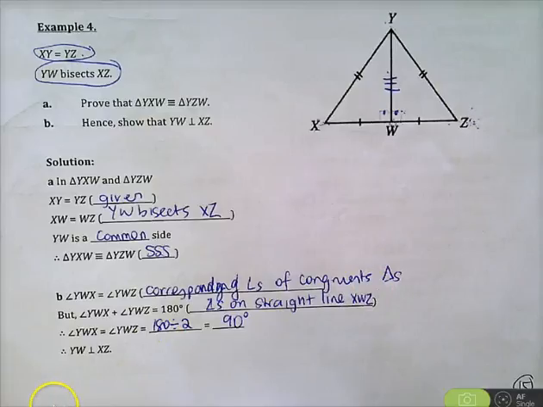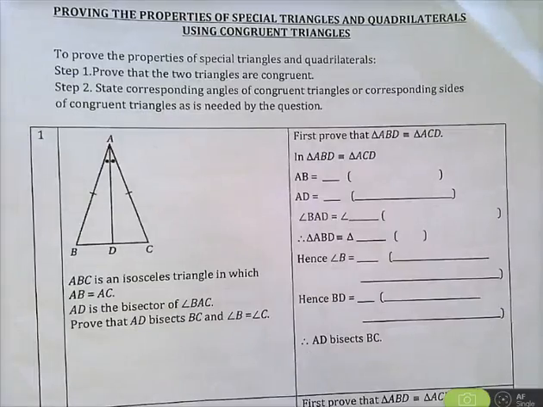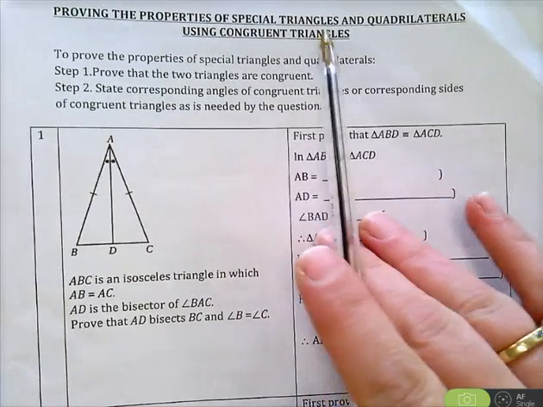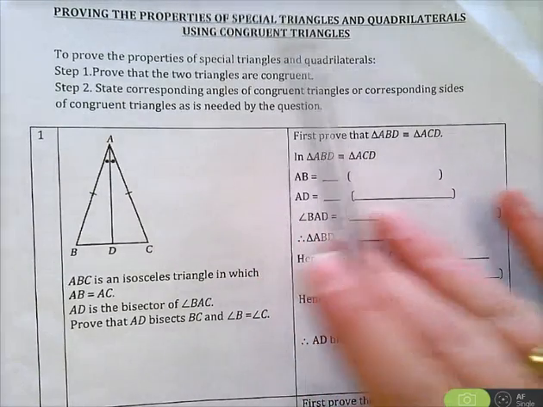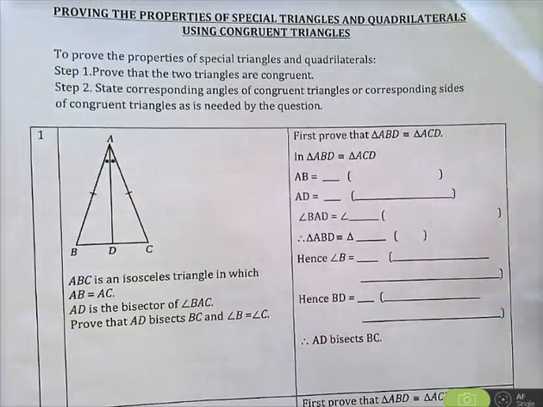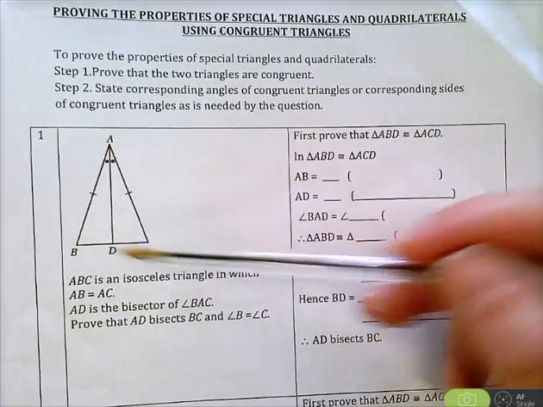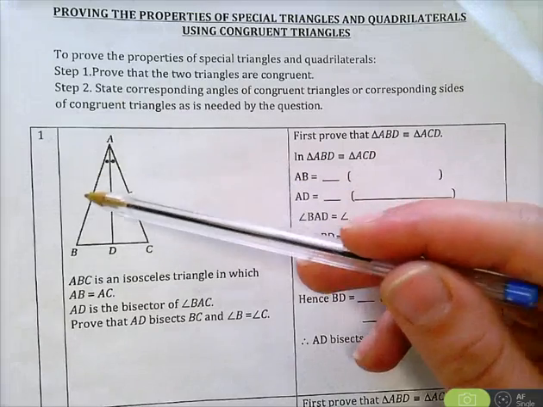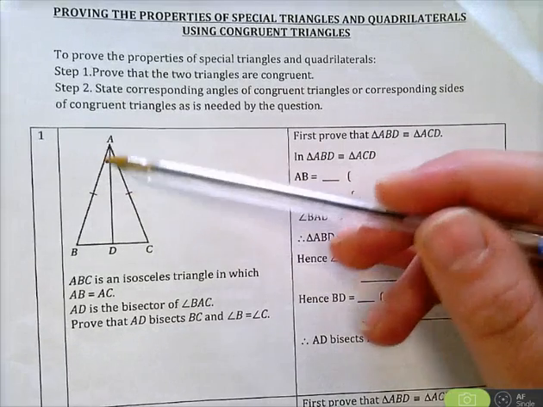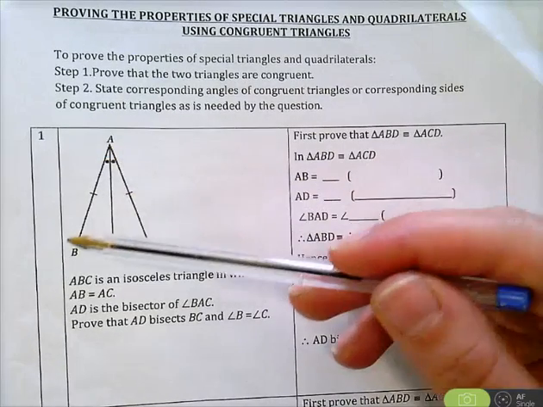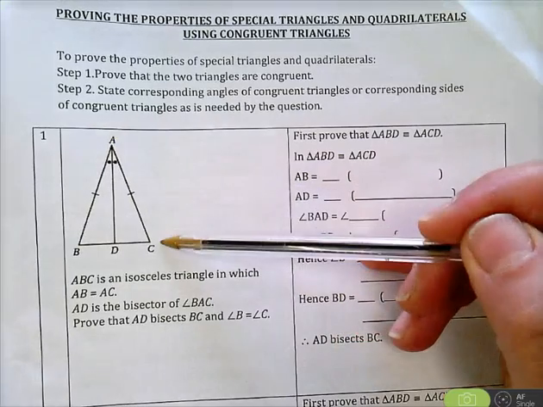All right, we're now going to page 16. Okay, we're now looking at page 16. We're doing exactly the same thing again. We're proving properties of special triangles and quadrilaterals using congruent triangles. So in this question here, we're told that ABC is an isosceles triangle in which AB equals AC. We're also told that AD is the bisector of angle BAC.